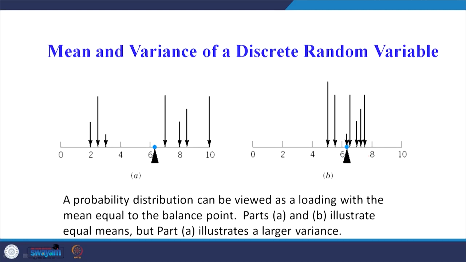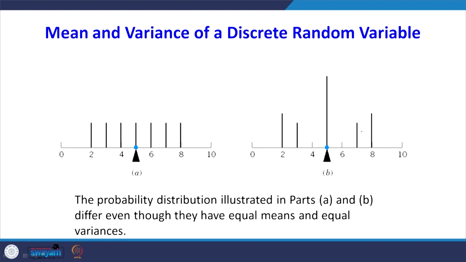What is the meaning of the mean and variance of a discrete random variable? Look at this, there are picture A and picture B. The mean is the same for both distributions, but look at the variance. The left side figure shows a lot of variance, the right hand figure shows less variance. The probability distribution can be viewed as a loading with the mean equal to the balance point. So, the mean is like a balance point over which the distribution lies. Part A and part B illustrate equal means, but part A illustrates a larger variance.